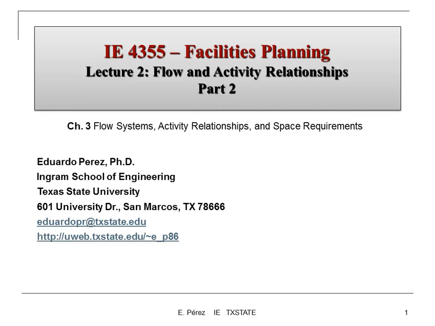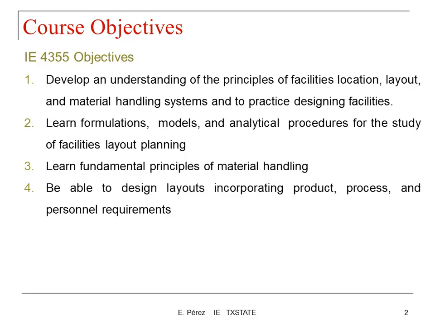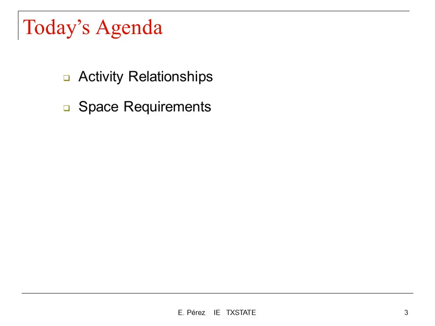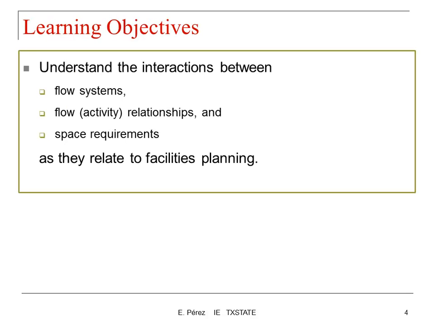We want to find out what are those departments that depend on each other so we can find the best location within the facility. So we're going to discuss that with these activity relationship diagrams. Again, we're going to skip this. These are the objectives for the class. I might mention them in the next lecture, but these are the two topics that we have to cover in order to complete the second lecture: activity relationship and space requirements. And again, we want to see how that relates to facilities planning.